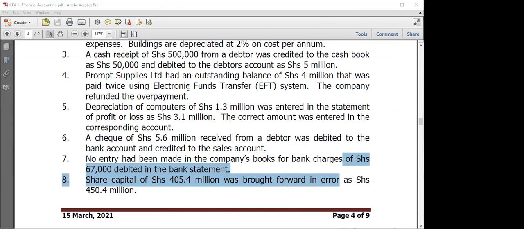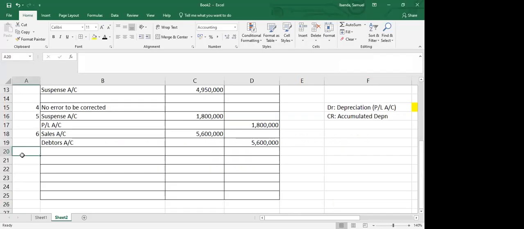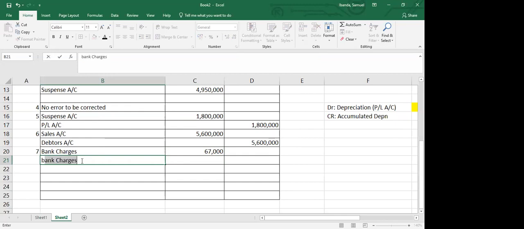So when I come here, I'll debit bank charges by the value of 67,000. Bank charges are expenses, and expenses have a normal debit balance, so that is why we are debiting them. And then I'm going to credit my bank, because my bank is reducing. My bank reduces in my books. You get it? So I have my bank account and then the bank charges account.